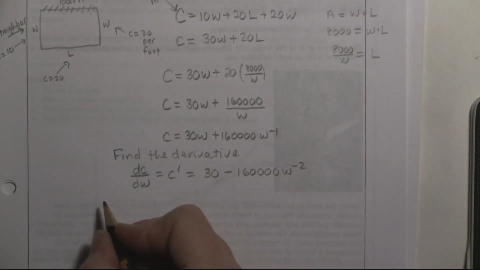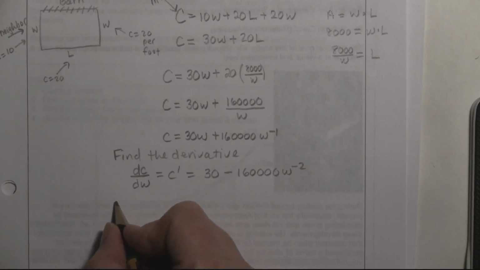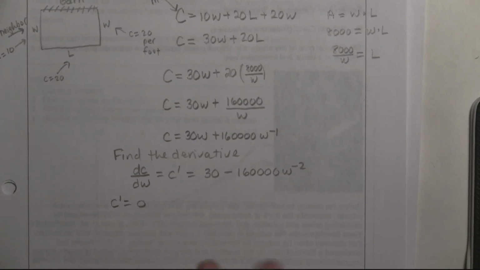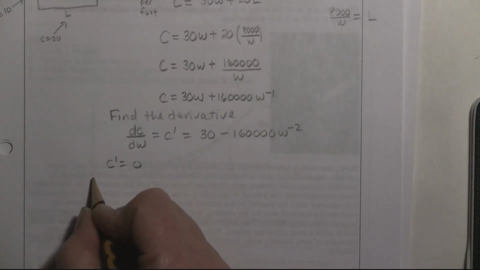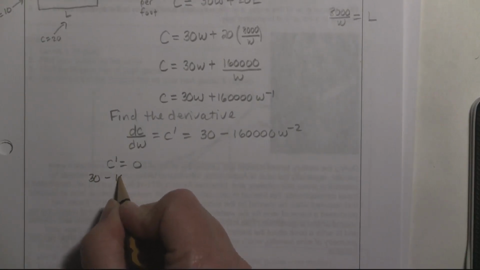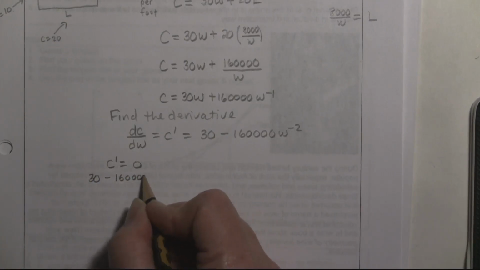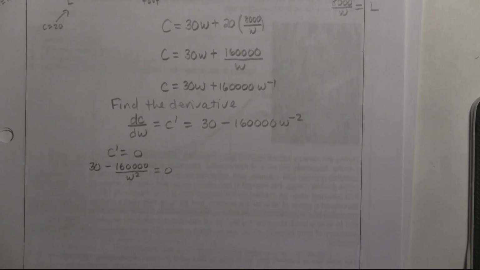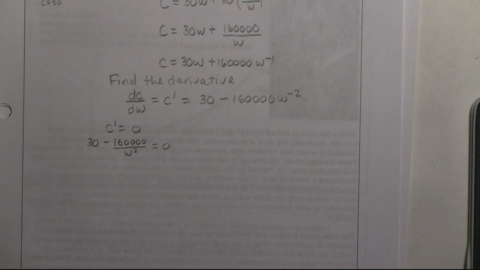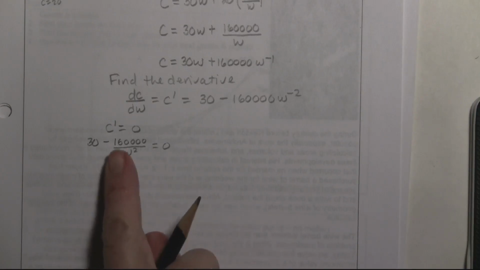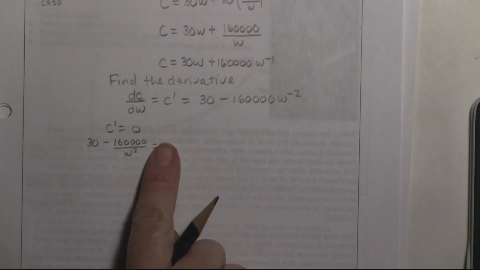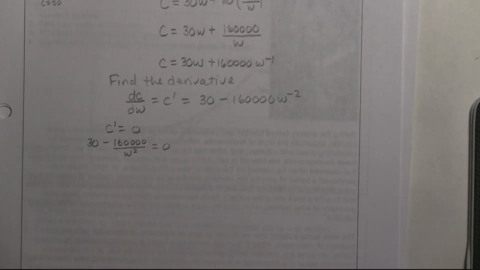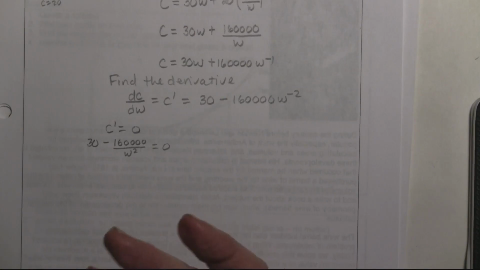So then I want to find the critical numbers, right? So I'm going to let C prime equal 0. And so this would be 30 minus 16 with 4 zeros over W squared equals 0. And I'm going to solve this for W. So I could add this to the other side of the equation and then cross multiply because I have that variable in the denominator, and I would be creating a fraction equals a fraction. And I'm fine with you doing that. That's a good way of going. Or you can multiply everything by W squared.